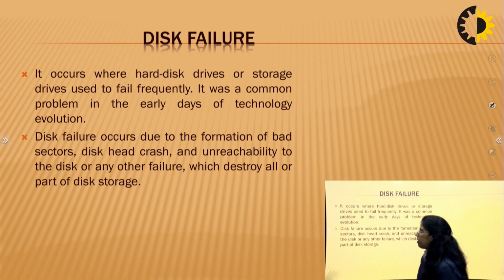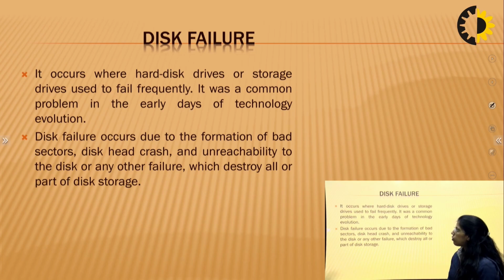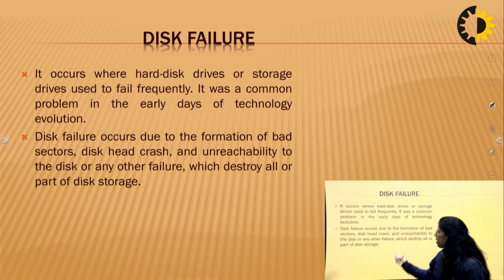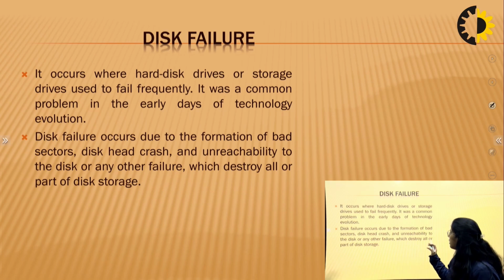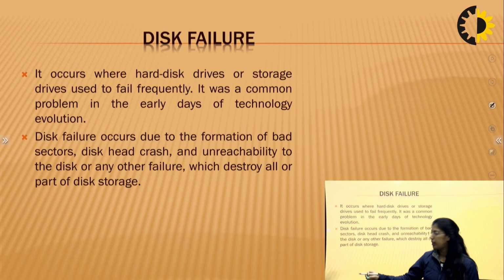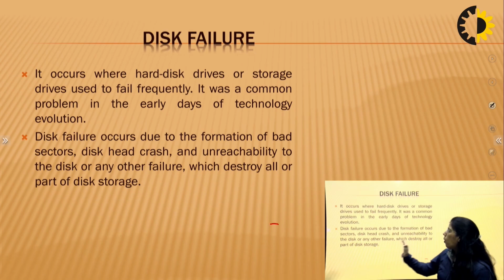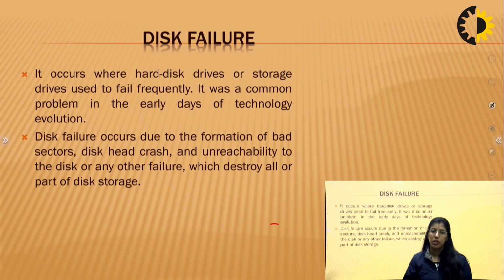Next is disk failure, the third one. It occurs when hard disk drives or storage drives fail frequently. It was a common problem in the early days of technology evolution. Disk failure occurs due to the formation of bad sectors, a disk head crash, unreachability to a particular sector of a disk, or any other failure which destroys all or part of the disk storage. In that case also, the transaction will not be able to retrieve the information from the disk, and it will occur as disk failure.